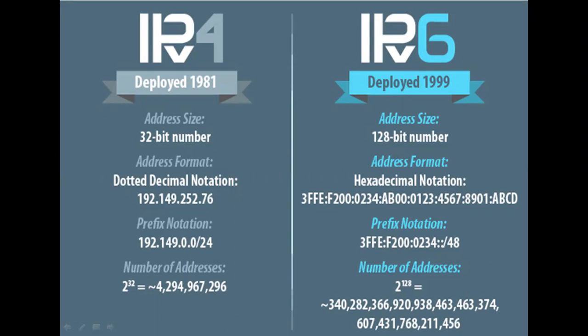In IP version 4, 4 groups were there, each group 8 bits. Here 8 groups are there, and each group has 16 bits. And now that 16 bits is converted into hexadecimal. A prefix notation is here also, to represent the subnet mask, we use prefix notation like /48.